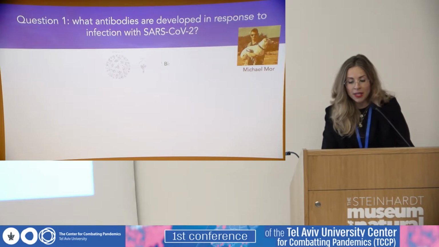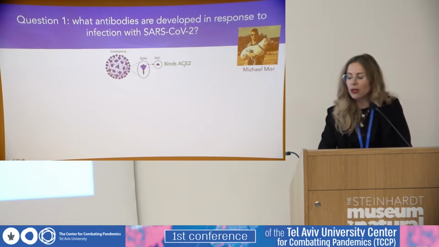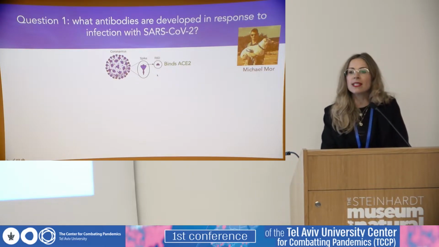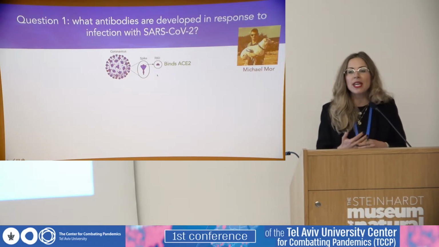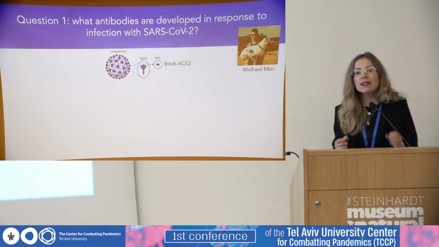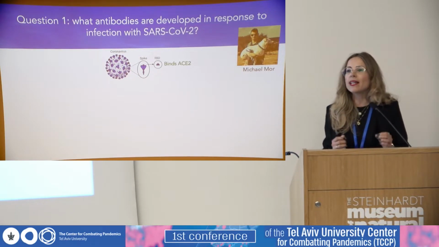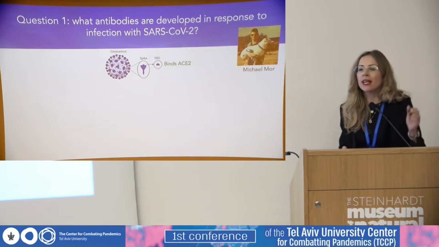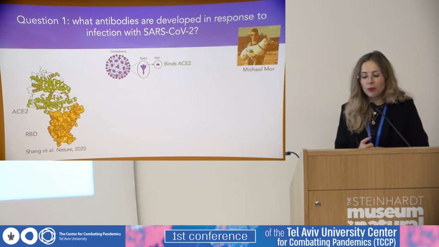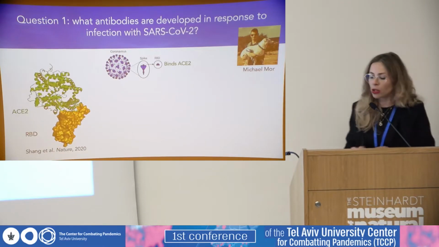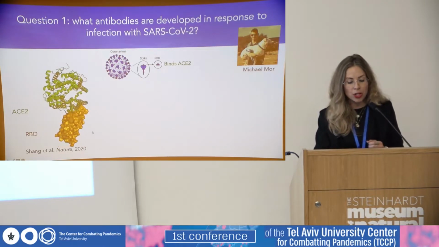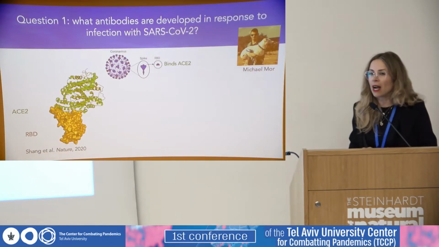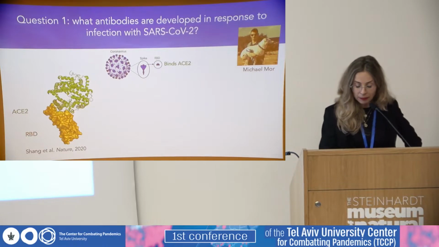So we focused on the RBD, the receptor binding domain, which is this component of the spike protein. The spike protein is the protein that is presented on the outside of the virus, and this is the component that binds ACE2. And ACE2 is the receptor of SARS coronavirus, which is the first entry point into the cell. If we look at the protein-protein interactions, this is how it looks. The RBD is in orange here. ACE2 is in green, and this structure was solved shortly after the virus was identified.